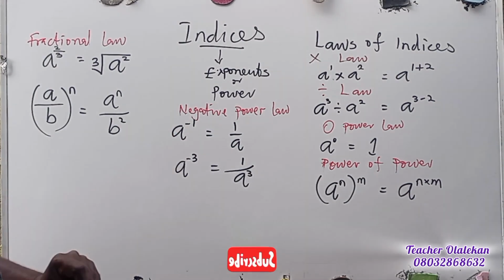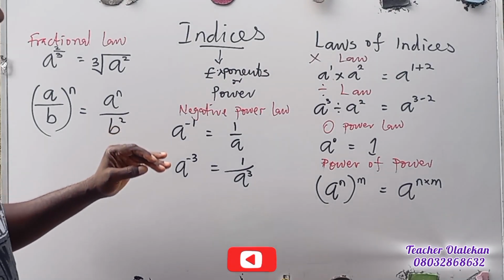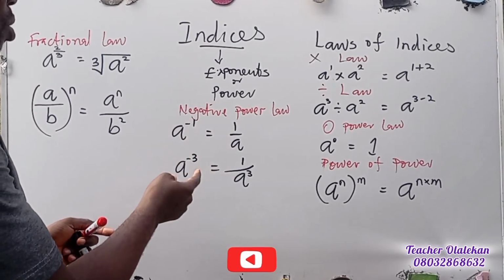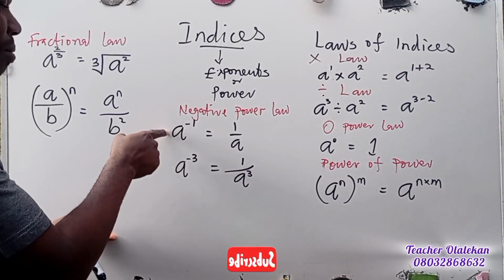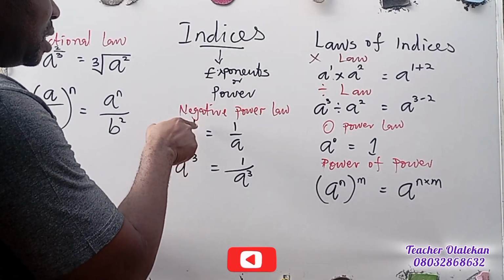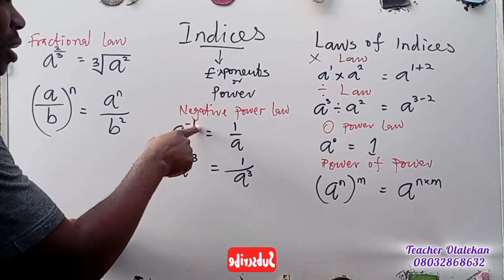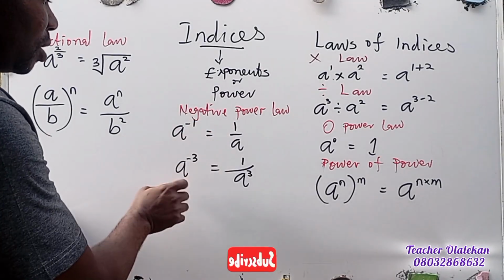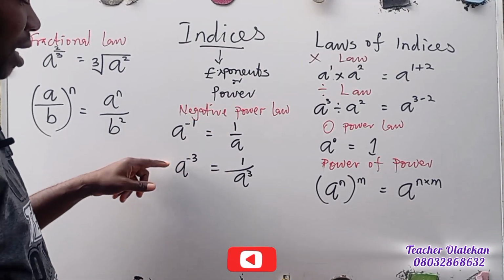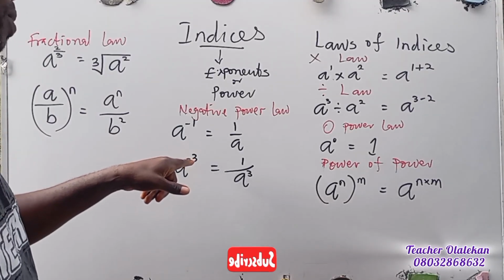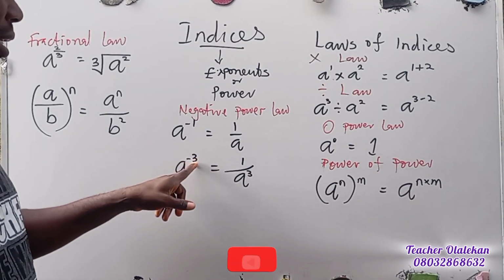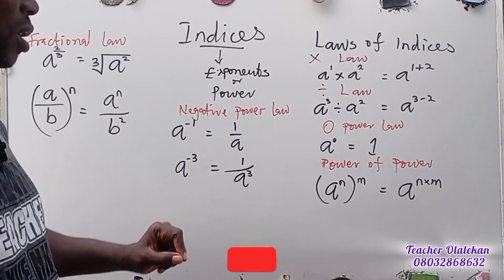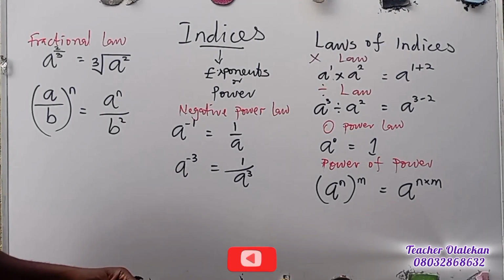And the negative power law, as we have it here, means that when you have anything raised to a negative power, the negative sign will make the base a denominator, while the exponent will just be there like this. So that's exactly what we have here when we have a raised to power negative 3. You see that the exponent here will be the new base, while the negative sign means that it is a denominator. So it means you send it to division.